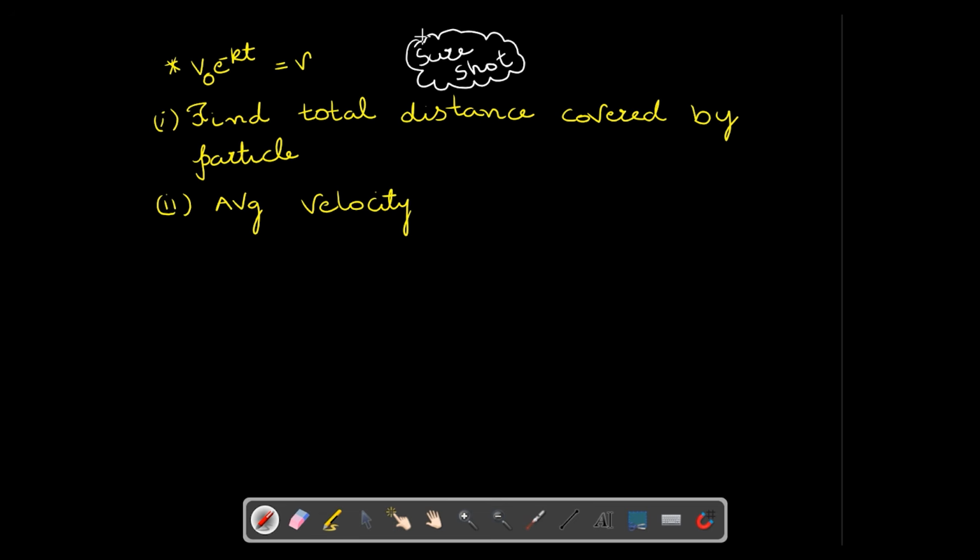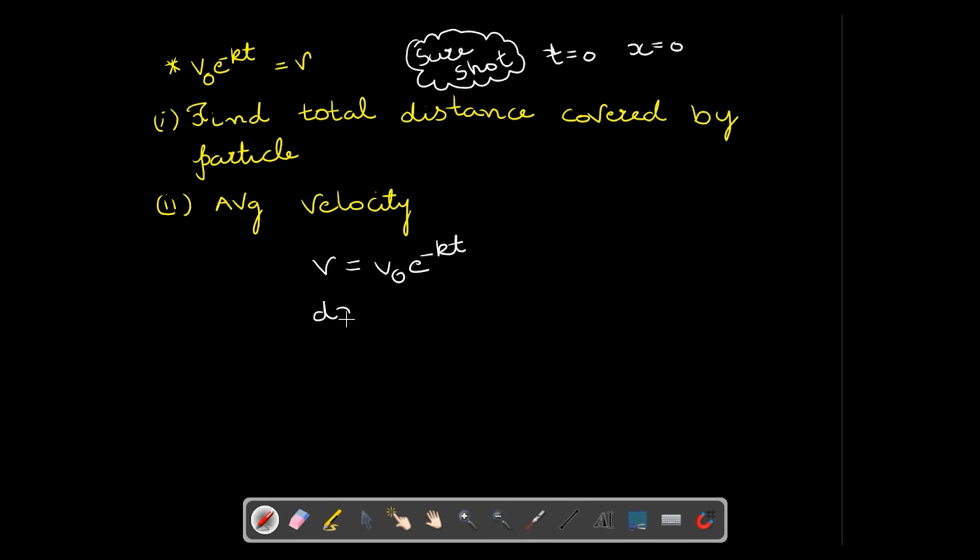So now find the total distance covered by the particle. What is the average velocity? They have given you v is equal to v naught into e power minus kt, where k is a constant, and let's say at t is equal to 0, x is equal to 0. This condition will be mentioned in the question only.